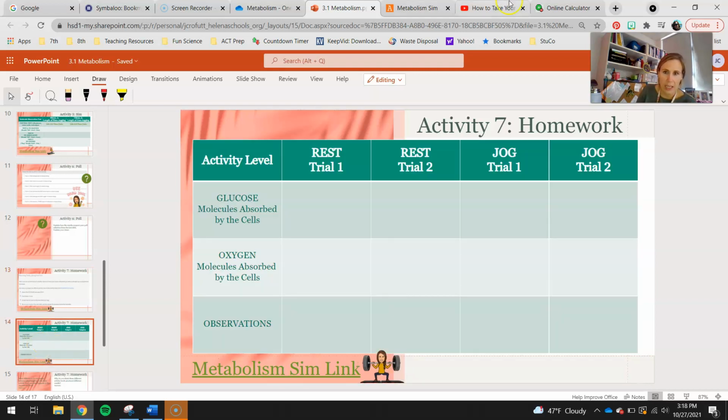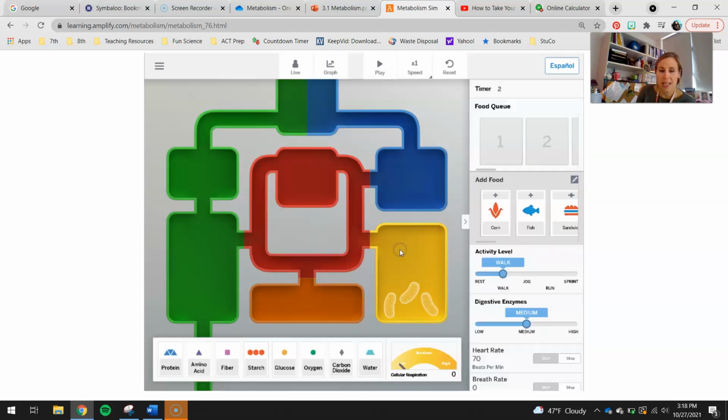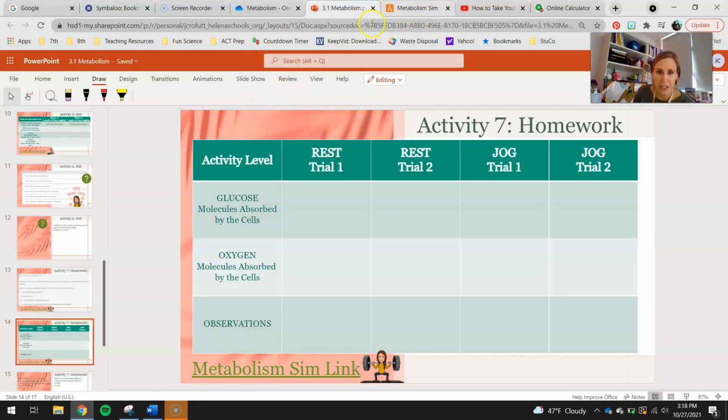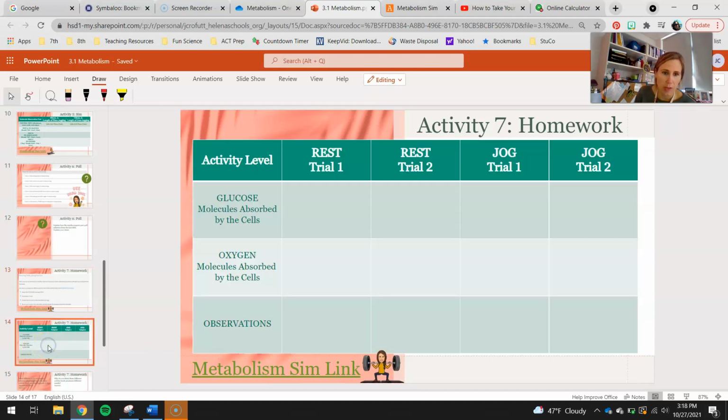So again, in your sim, you're going to reset. We're going to go to test this time. Again, you're going to feed 6 corn to your little human guy, and you're going to do 2 trials for each activity level, which you guys will see in the table on the next slide, and then record your results. What you guys will be recording is how much glucose is absorbed by the cells, how much oxygen is absorbed by the cells, and then what do you observe? So at rest, we're going to see what happens for how much glucose and how much oxygen is absorbed.